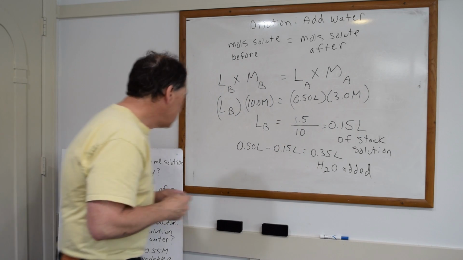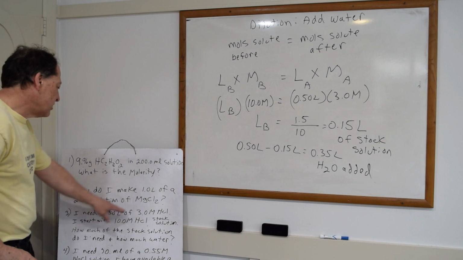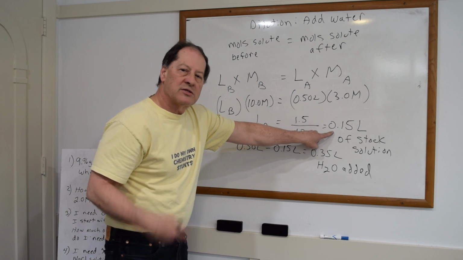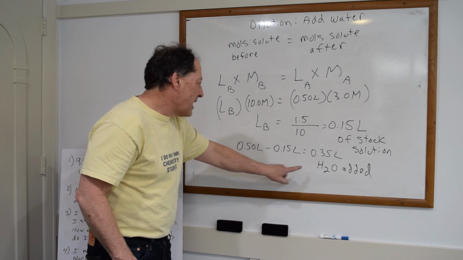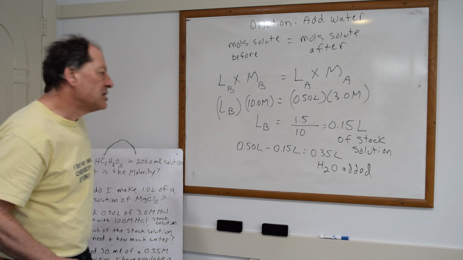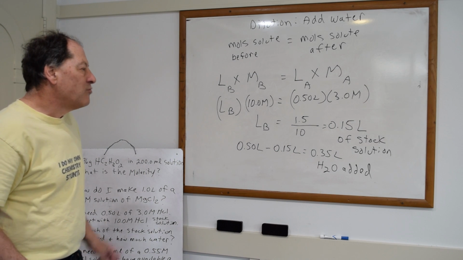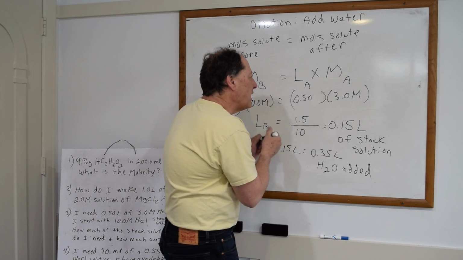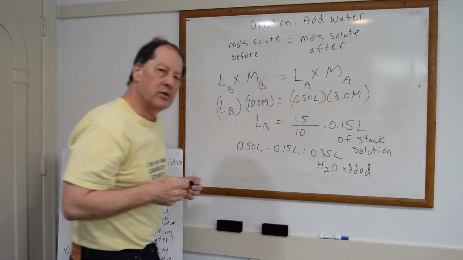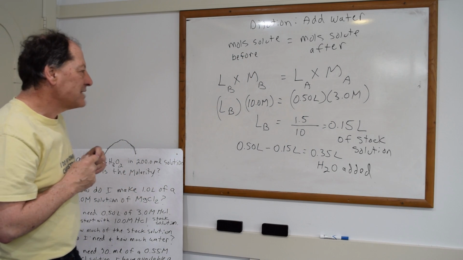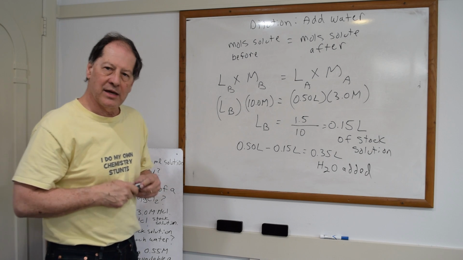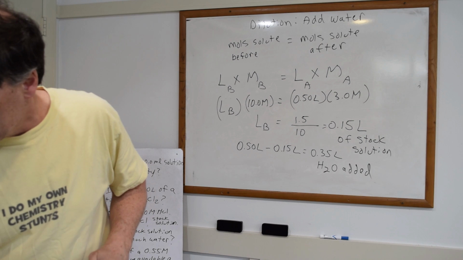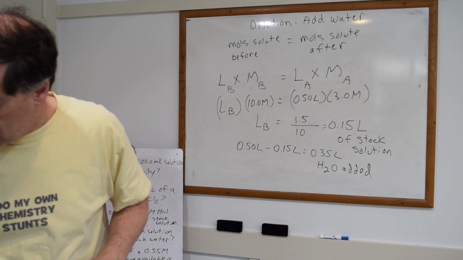Okay, so to make this solution, this 0.5 liters of 3 molar HCl, I'm going to start out with 0.15 liters of 10 molar hydrochloric acid, and I'm going to add 0.35 liters of water to that, and then I will have a total of 0.5 liters, which is what I wanted. And the concentration will be 3 molar. I know that's kind of fast, so you can rewind it and listen again. All right, let's do one more example, just so you can get a good feel for that.